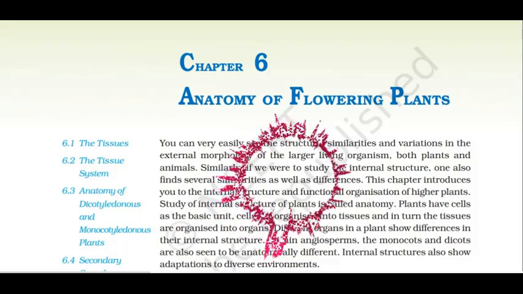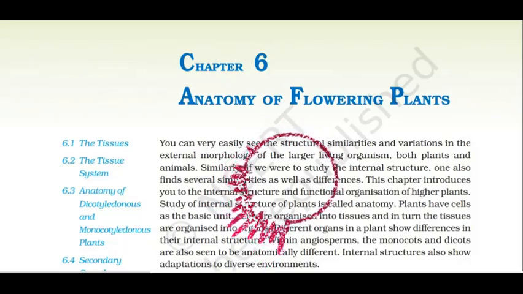Now, the tissues. A tissue is a group of cells having a common origin, usually performing a common function. A plant is made up of different kinds of tissues. Tissues are classified into two main categories, namely meristematic and permanent tissues, based on whether the cells being formed are capable of dividing or not.